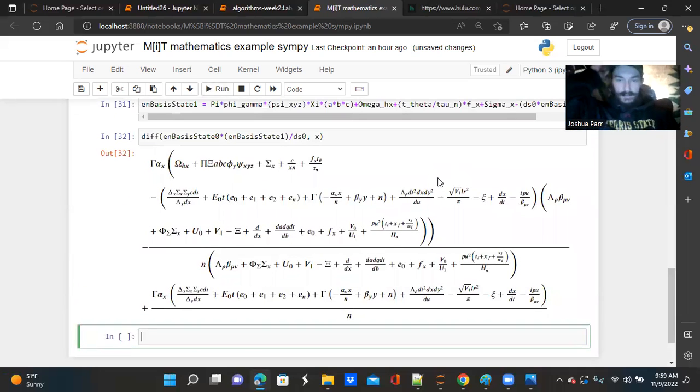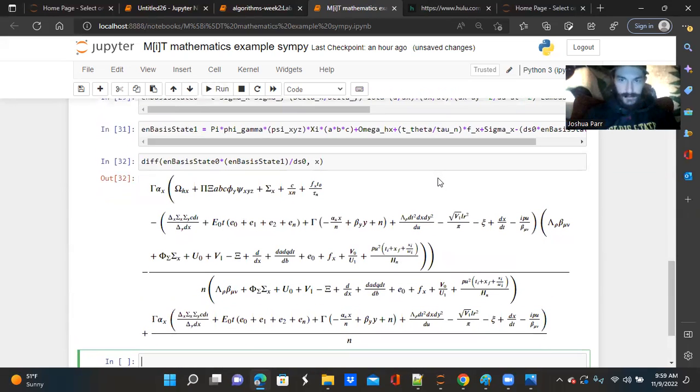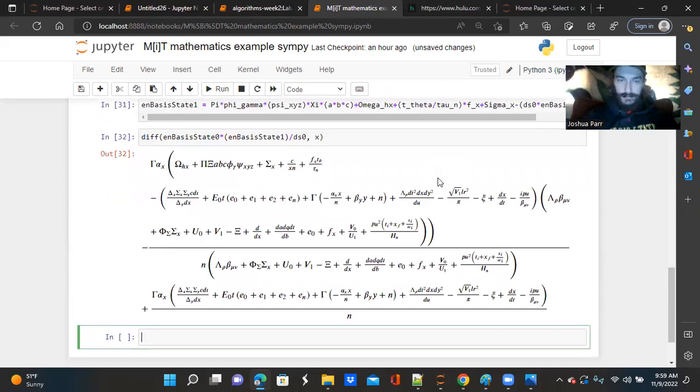Now this got a little unruly. It's a little big. So were the basis states. It's hard to explain things in terms of, I'm basically trying to explain what's going on, and it's difficult to do.